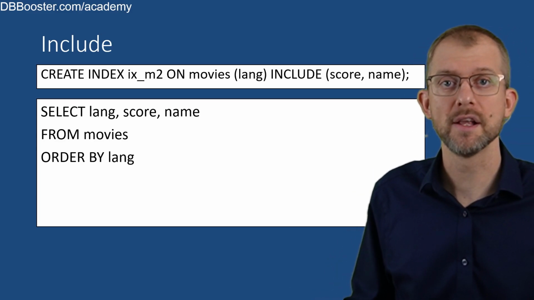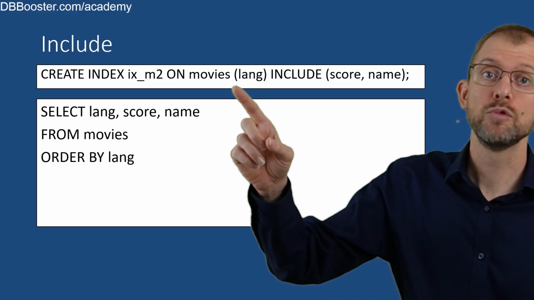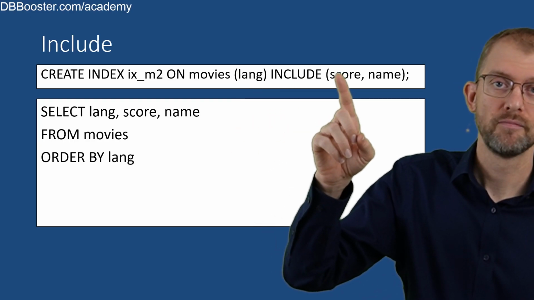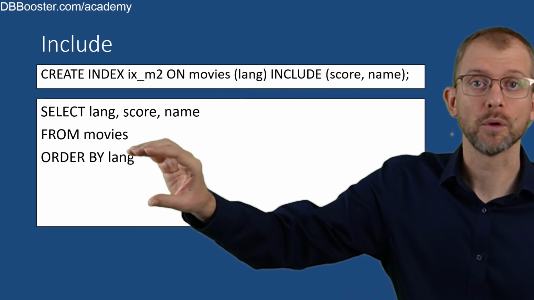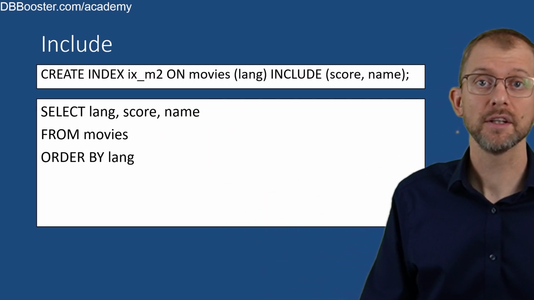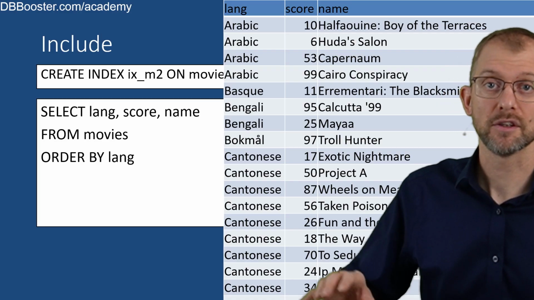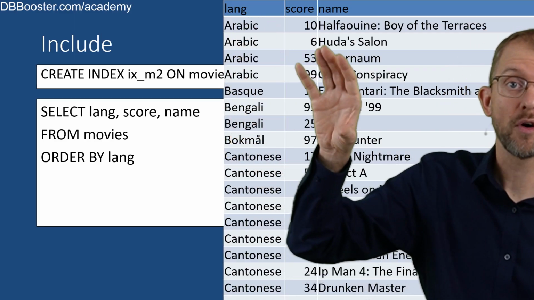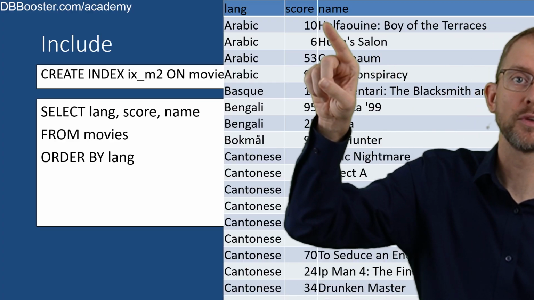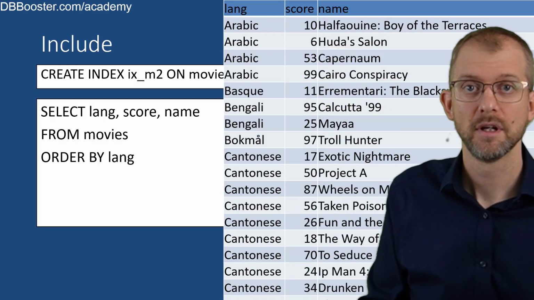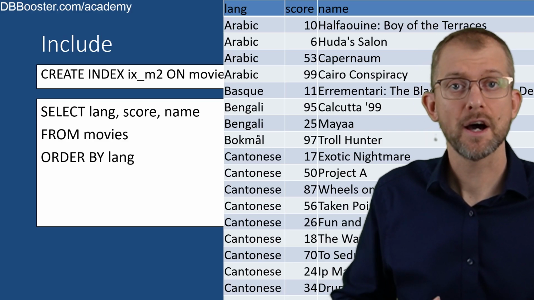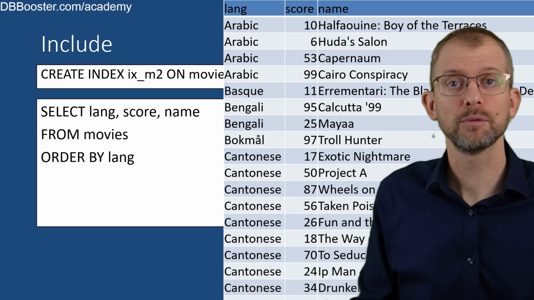Let's check the query behind the create index command. If I move the columns score and name from the indexed part into the include section, they disappear from the order by clause of the internal index query. You can verify the result and see that the data are still sorted by language, but score and name are no longer ordered. For example, for movies in Arabic, I have scores 10 and then 6. Include is useful when you need to store additional columns that are not used for searching and you don't care about their order.